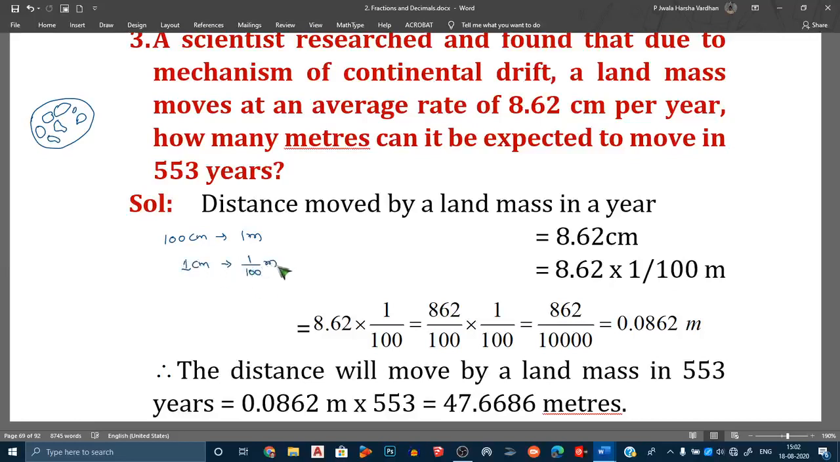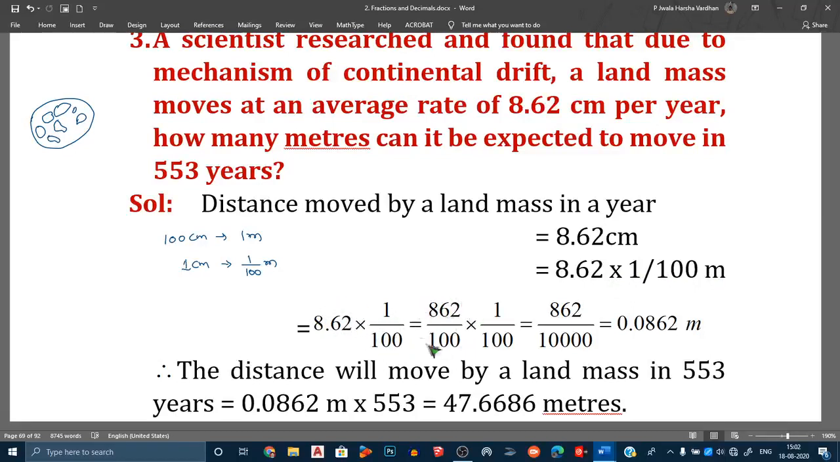1/100th of a meter. So 1 centimeter is equal to 1/100 of a meter. So now you know what 1 centimeter is in the form of meters. Now in place of centimeter, you can write 1/100 meters. So that will become 8.62 into 1/100.